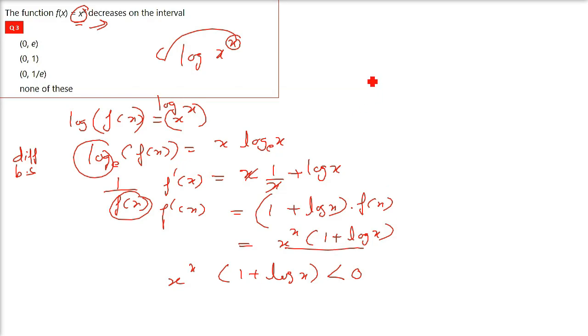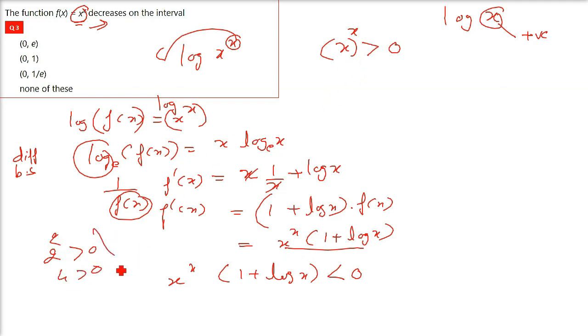Now there are two terms here. First is, when you have log, there can be nothing negative inside. x should always be positive because log is defined for the positive values. x should be greater than 0. Now when x is greater than 0, anything of the same power, I'll just give an example. If 2 is greater than 0, 2 raised 2 will also be greater than 0, that is 4 will be greater than 0. Any number raised to that number only is going to be greater than 0 when that number is greater than 0. So the first term is greater than 0, that is positive.